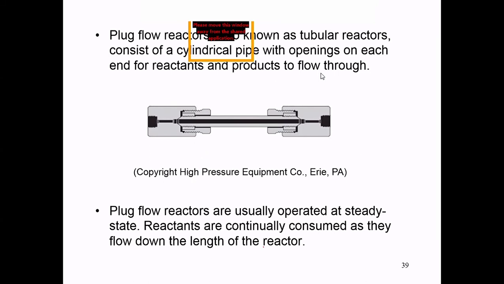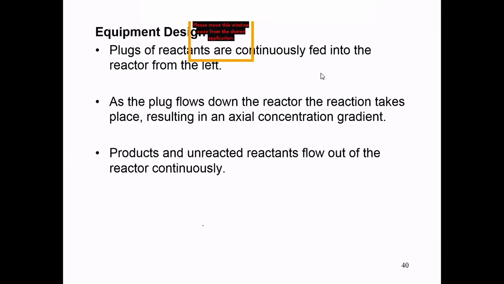And reactants are continually consumed as they flow down the length of the reactor. So it's not like a batch. In a batch reactor, the limiting step is the reactant, because there is no flow in or out. For equipment design, plugs of reactant are continuously fed into the reactor from the inlet. As the plug flows down the reactor, the reaction takes place, resulting in an axial concentration gradient. Product and unreacted reactant flow out of the reactor continuously.